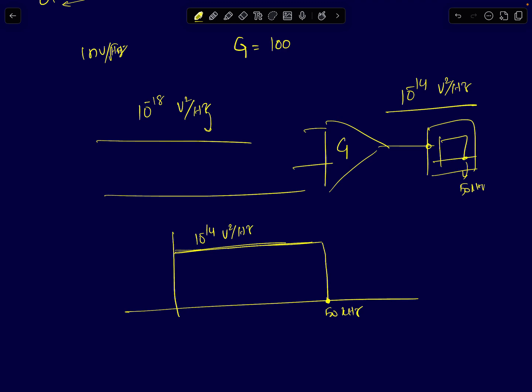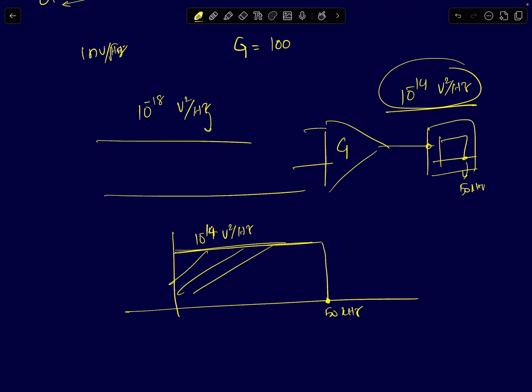So let me make another point. Let's assume this to be the one-sided noise spectral density. One-sided noise spectral density means we just take the negative noise and overlap it on the positive frequency noise. So one-sided noise will usually be 3 decibels more than the two-sided noise spectrum. So this is 10 power minus 14 volt square per root hertz.